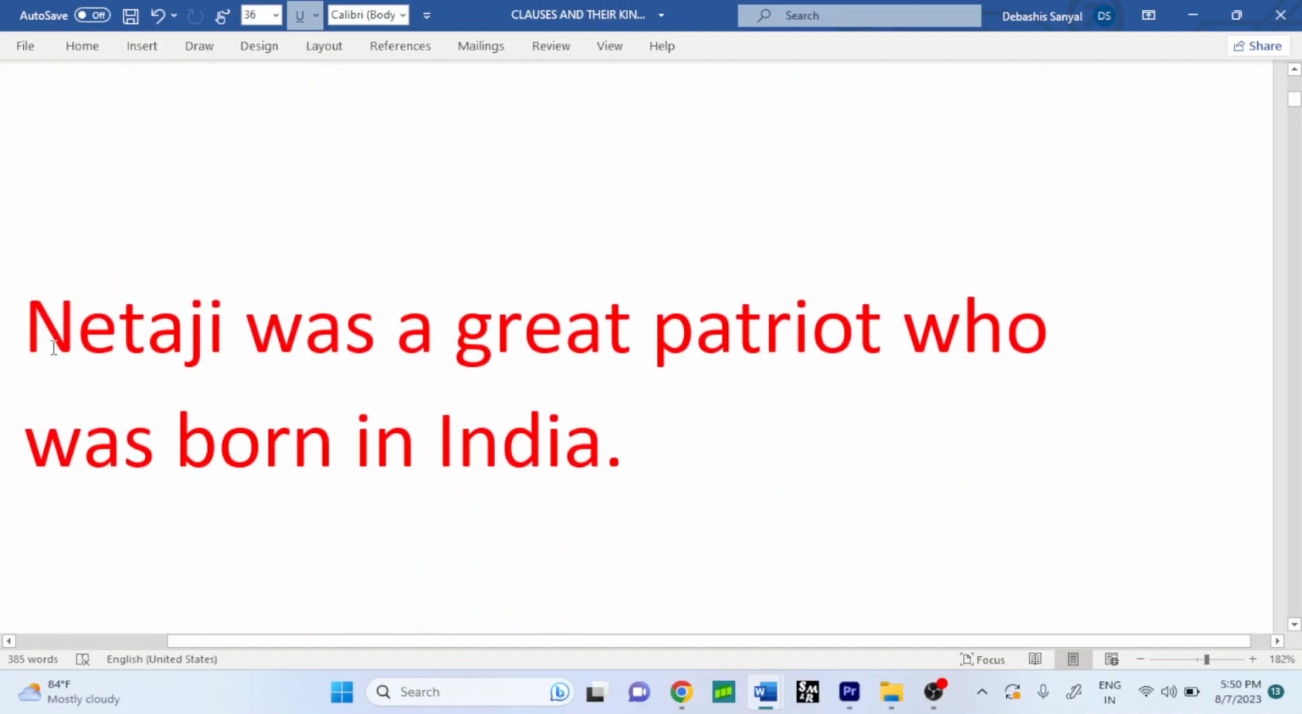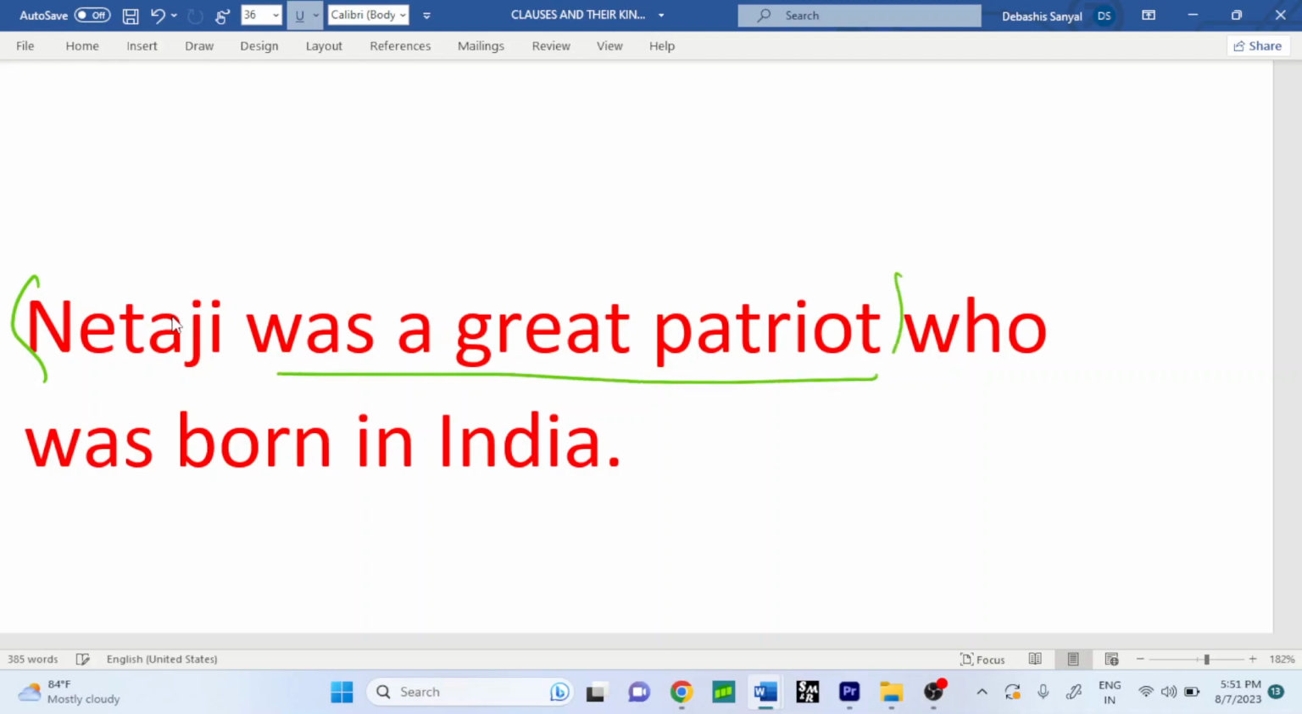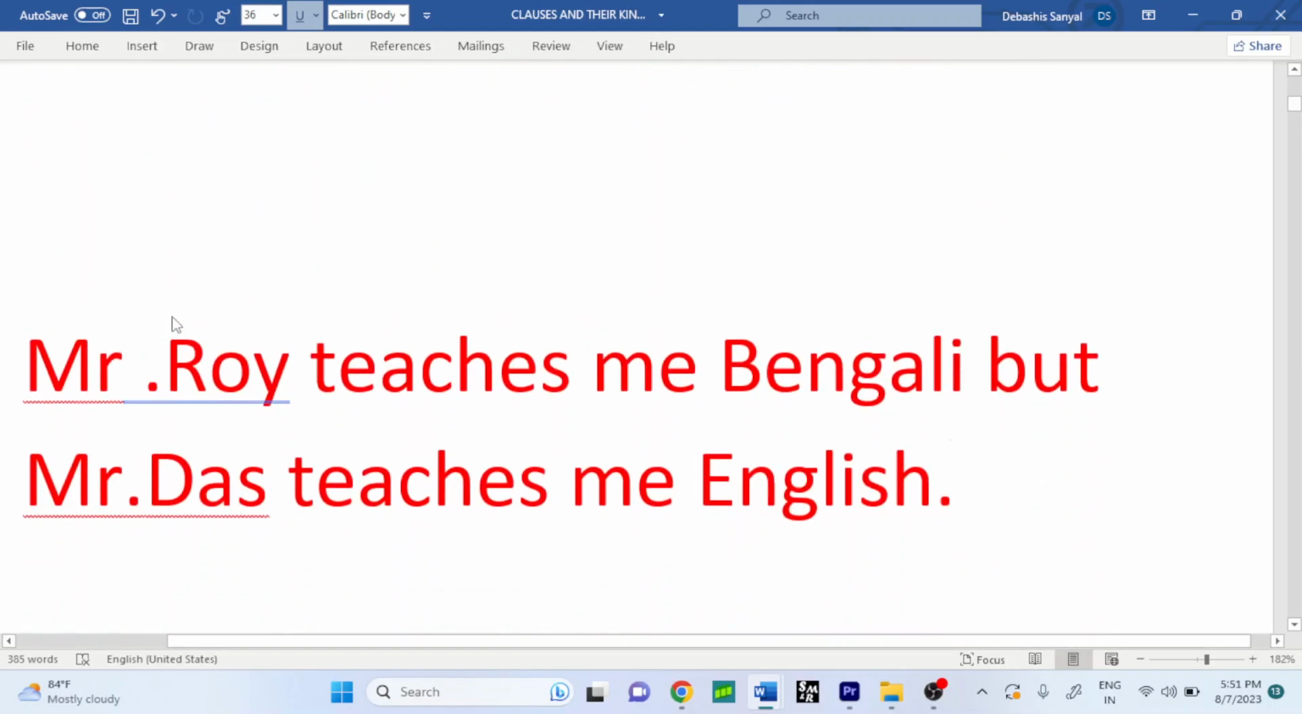Next one: Netaji was a great patriot who was born in India. Netaji was a great patriot. The underlined portion is an example of a clause. Who was born in India, it's also an example of a clause.